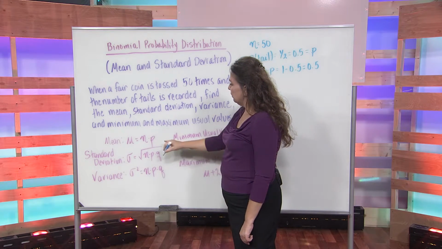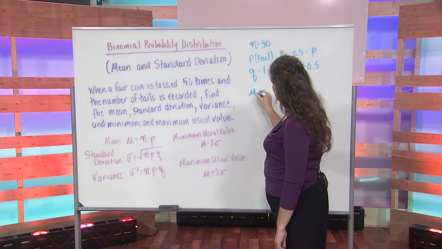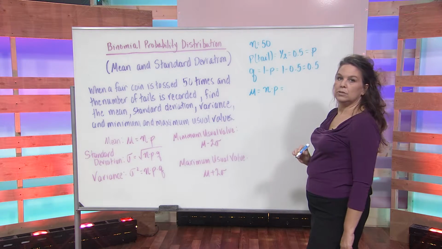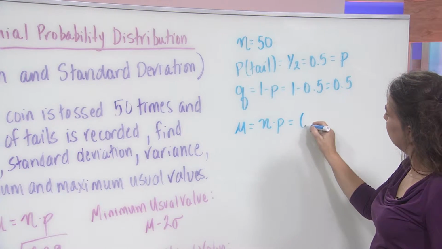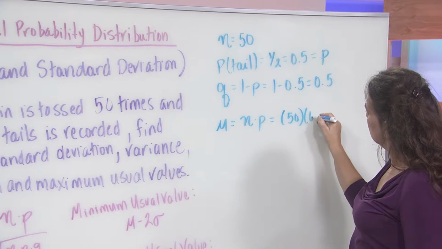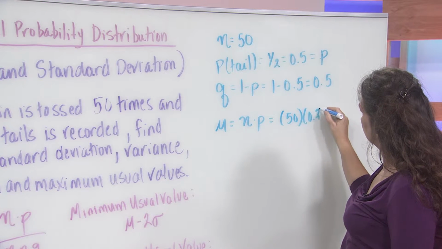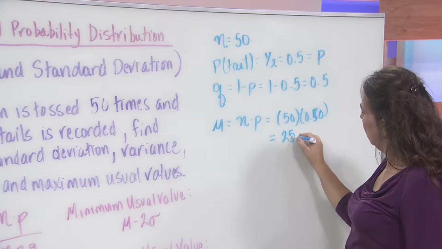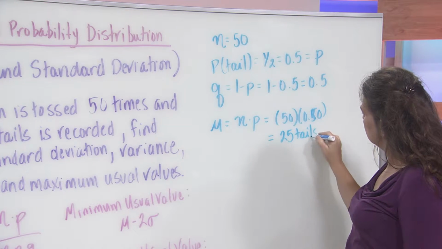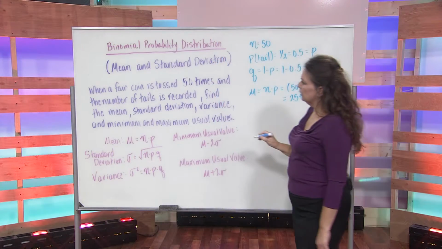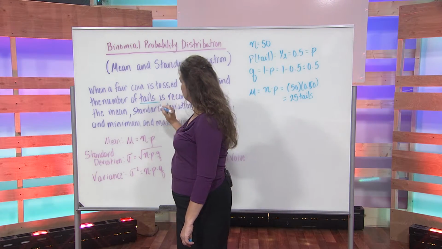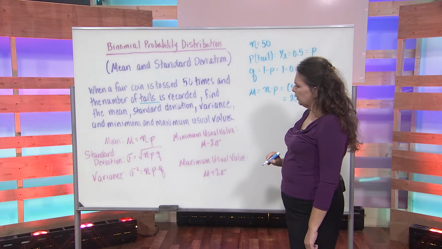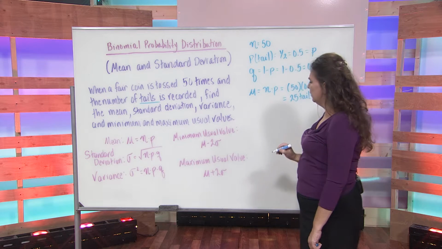So for our mean, mu, we have n times p. And we just plug in our values and do that calculation. So we have 50 times 0.5 in this case. And if we do that, we get 25 tails. Okay. So we'll go ahead and use the units that correspond to what we're looking for here, and we're looking for the number of tails. So the next thing I'm going to go ahead and calculate is the variance.